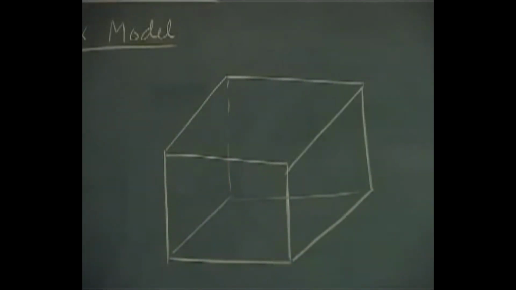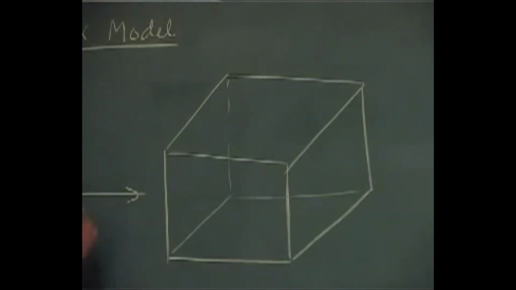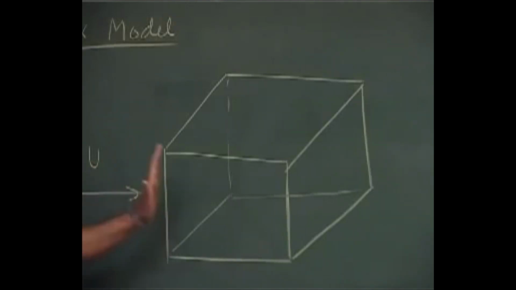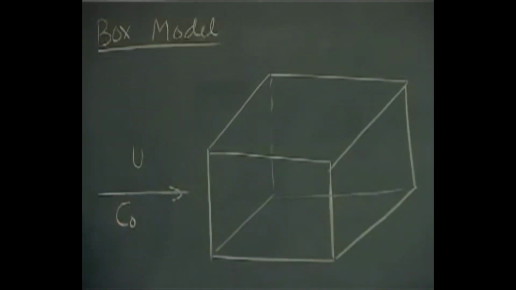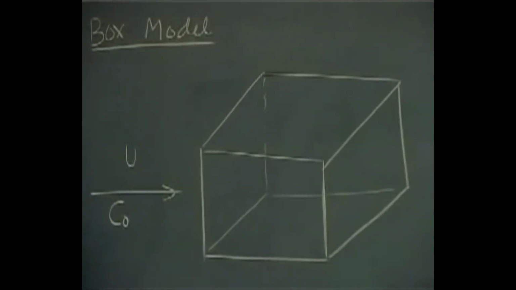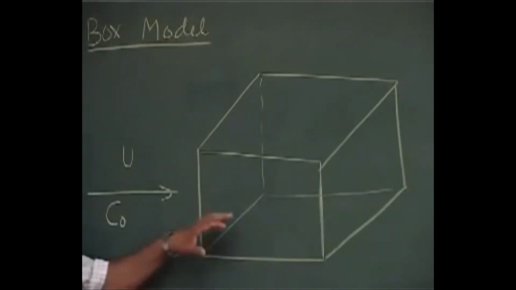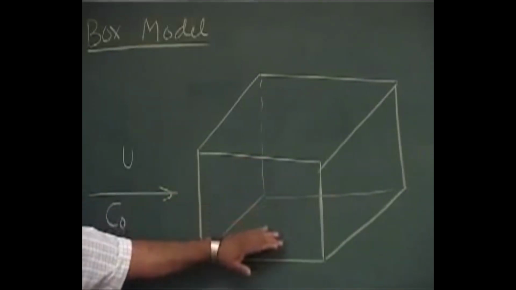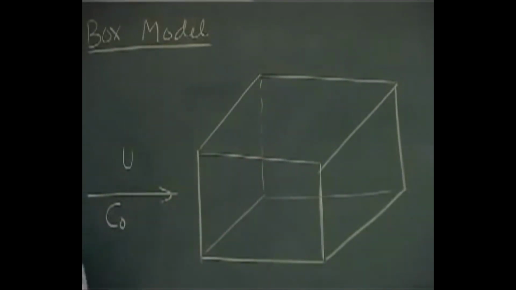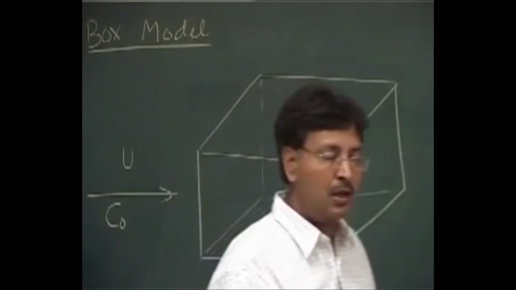This is something, a box model. In the box, let's say the wind is blowing. The speed of the wind is, let's say, u. And the concentration of the air outside the box, let's call that the concentration of any pollutant which you are considering. And the pollutants in the box can disperse only up to a certain height. What is that height?